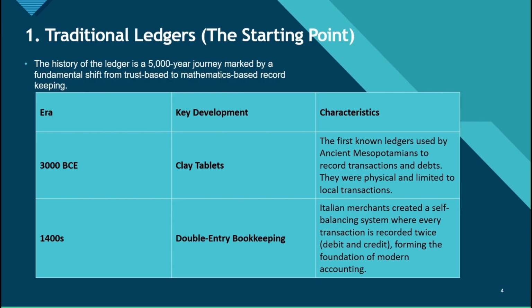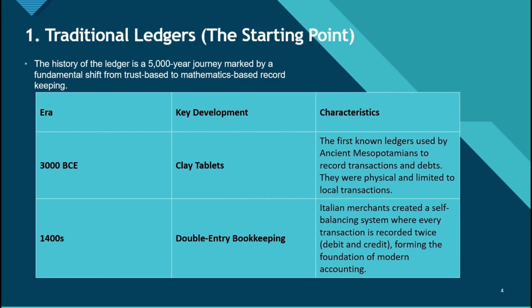This system requires that for every economic event, the total debits must equal the total credits. Significance: this was the crucial shift from trust-based to mathematics-based record keeping. The self-balancing nature of double entry means that the system itself acts as a mathematical control. If the total debits do not equal the total credits across all accounts, an error exists.